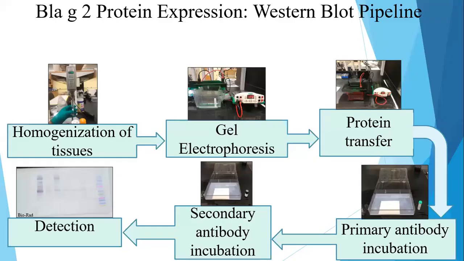And so for the BLA-G2 protein expression, we looked at the Western blot. We did a Western blot of the samples. So here's the pipeline. This was a follow-up to our qPCR data. We wanted to see how the protein expression of BLA-G2 patterned out in addition to the gene expression. We started off with homogenization of tissues. We followed up with gel electrophoresis. We then transferred the proteins from the gel to a nitrocellulose membrane and incubated that membrane with primary antibody, followed up with secondary antibody, and then finally detection.